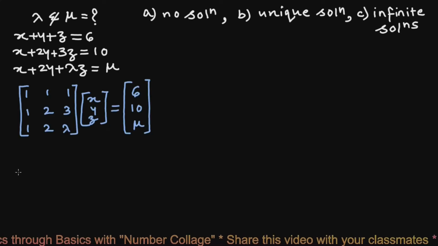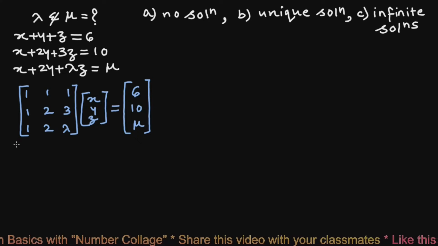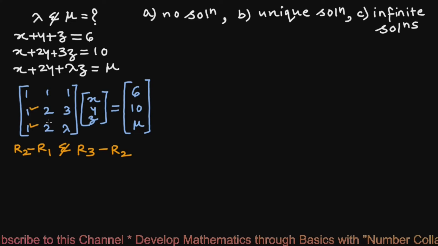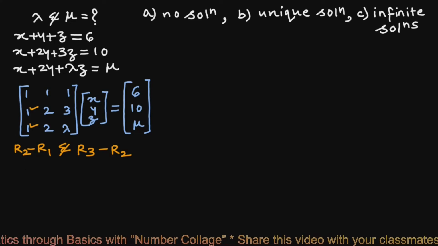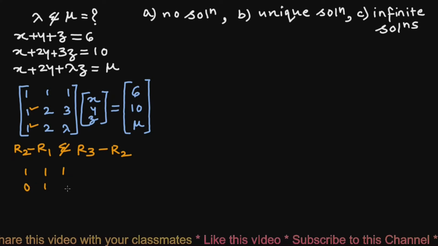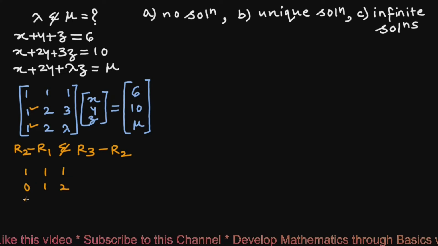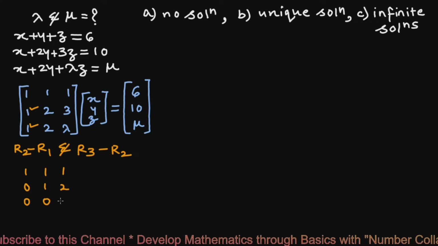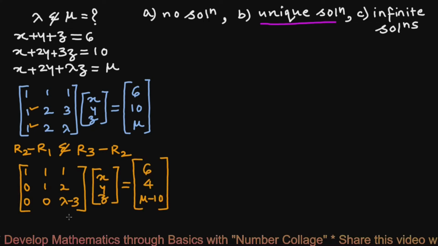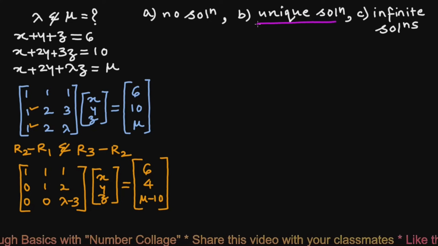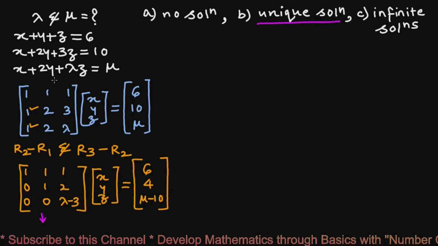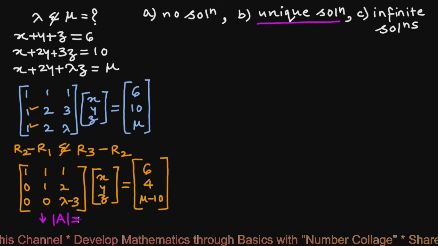By row transformations R2 minus R1 and R3 minus R2, we will convert this 1 and this 1 to 0. We get 1 1 1 1 minus 1 0, 2 minus 1 1, 3 minus 1 2, 1 minus 1 0, 2 minus 2 0, lambda minus 3, 6, 10 minus 6 4, mu minus 10. We have to check for unique solution. This coefficient matrix should be non-singular, which means determinant A not equal to 0.